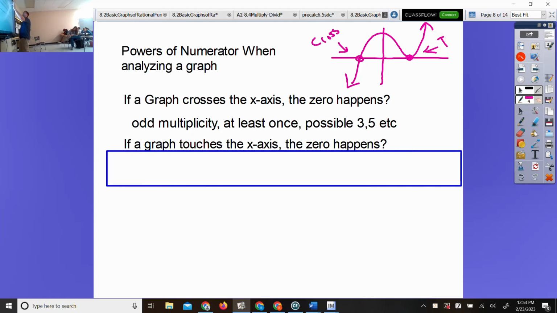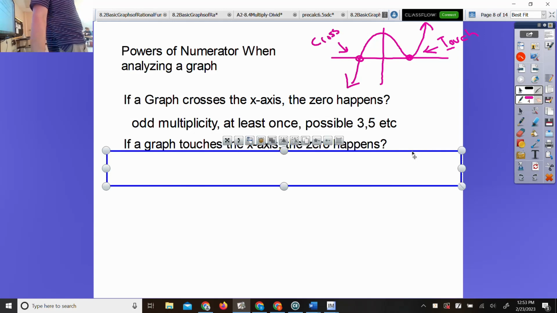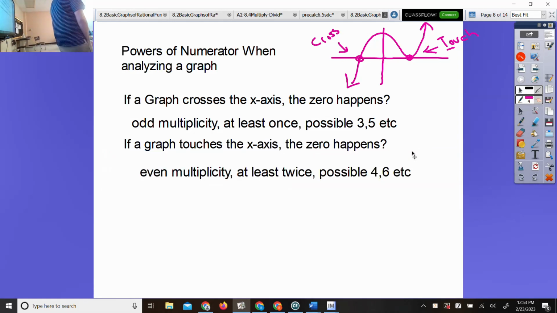That's a touch. Starts with a T. What else starts with a T? Twice. So if you touch the x-axis, how many times does 0 happen? At least twice. It's going to be an even number. It could be 2, 4, 6, 8. Emphasis placed on 2. That's something old, hopefully.